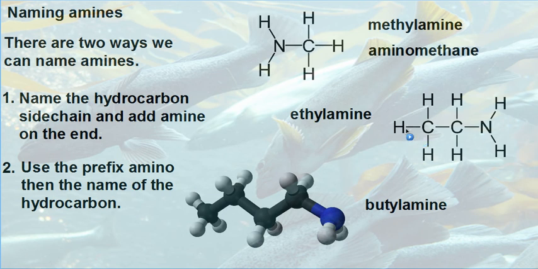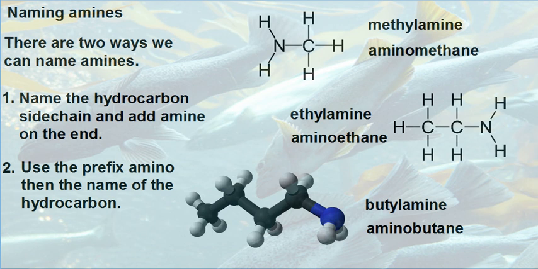And then looking at the second structure with two carbons, we would call this one aminoethane. And finally, down the bottom, that structure would be aminobutane. So there's two ways of naming amines, and I'd like you to be familiar with both of them because either of them can crop up at any time.